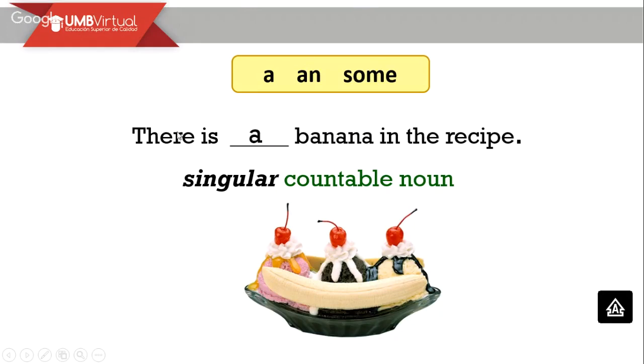It's different, for example, if we have there are some bananas. You are not referring to a specific quantity. In regards to the number, you are just saying that there are maybe three. You are not sure about the quantity that is there.